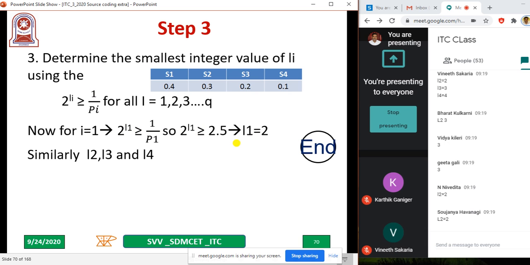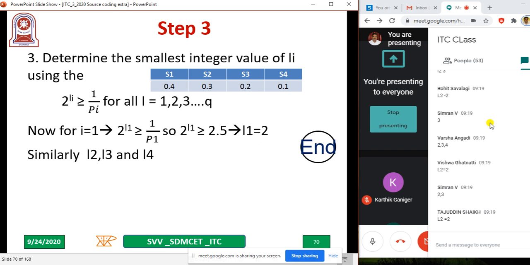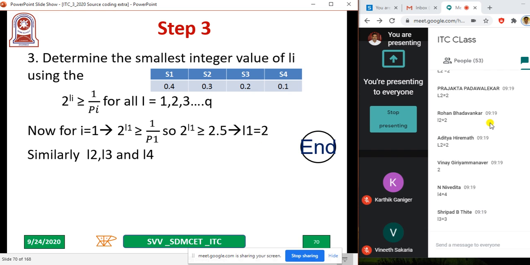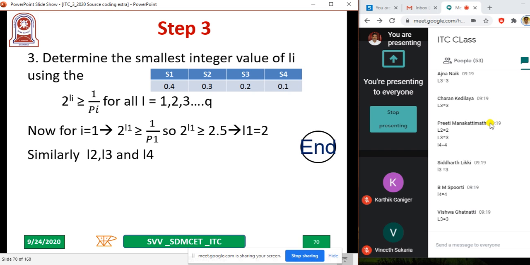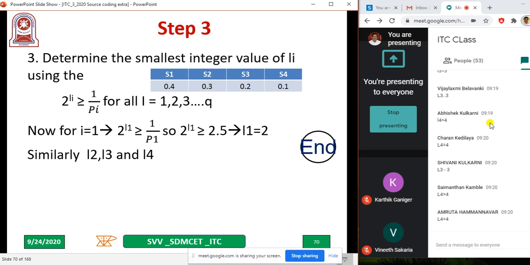Abhay Bhatt, Bharat, Geeta, Nivedita, Saujanya, Abhishek, Vidya, Nivedita, L2. Everybody is writing. Good. Parmeshwar, Lohit, Simran, Varsha, Prajakta, Rohan, Aditya, Vinay, Shripad, Karthik, Prithviraj, Spurti, Amrita, Ajna, Preeti, Siddharth. L3 is over. Abhirup, Vishwa, Naik, Chaitra, Vijayalakshmi, Sharon, Shivani, Sai Manthan attended today's class. Good. L4 equal to 4, he has told. Amrita, L4 equal to 4. Shivani, L4 equal to 4.